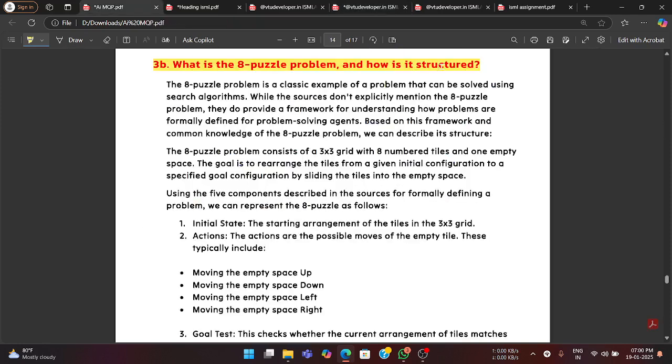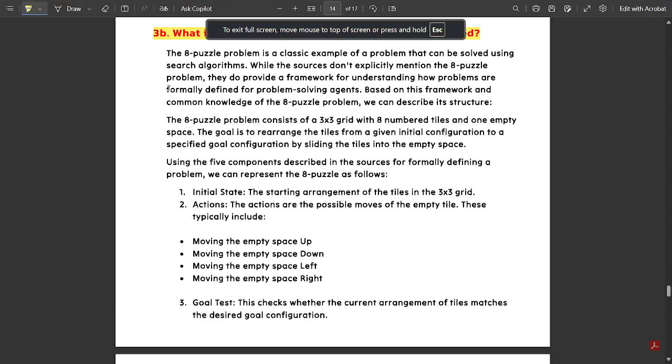So yeah, this is the complete 8 puzzle problem question. Okay, you can see the 8 puzzle problem is a classic example of a problem that can be solved using search algorithms, as I've told you. Okay, and this is the theory part. The 8 puzzle problem consists of a 3x3 grid with 8 numbered tiles and one empty space, as I've told you. Okay, the goal is to rearrange these tiles from a given initial configuration, that is the initial state, to a specified final state or goal configuration by sliding the tiles into the empty space. Okay, by moving the tiles.